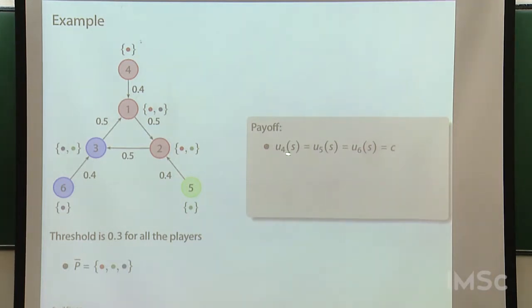What is the payoff? The payoff for the source nodes is fixed, it's some constant C. What is the payoff for player 1? Well, 1 chose red. There is precisely one neighbor of player 1 who has red, which is 4. The weight is 0.4, the threshold is 0.3, therefore the utility is 0.1. Simple calculation. Is that clear? So you do the same thing for the other players.